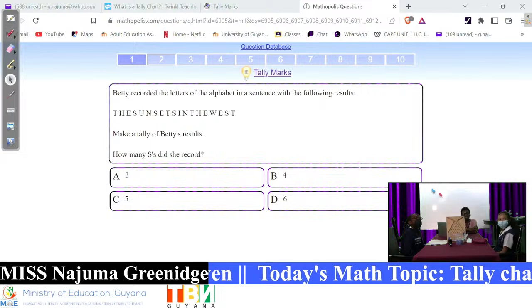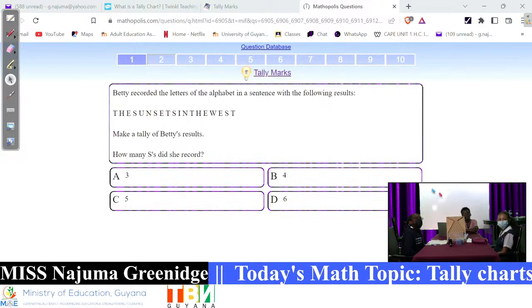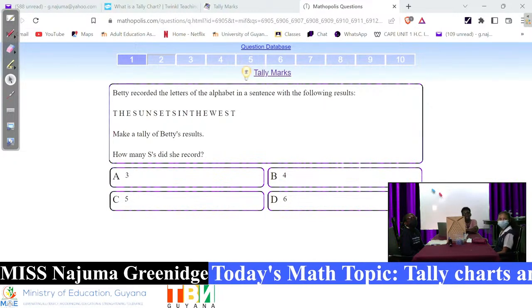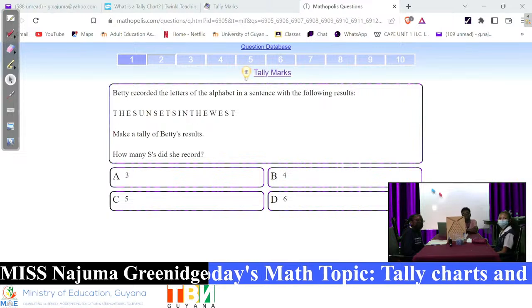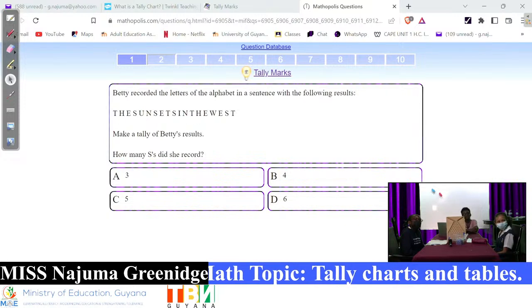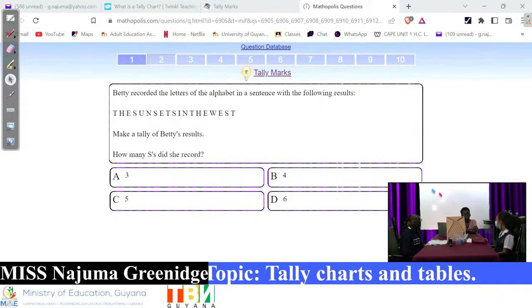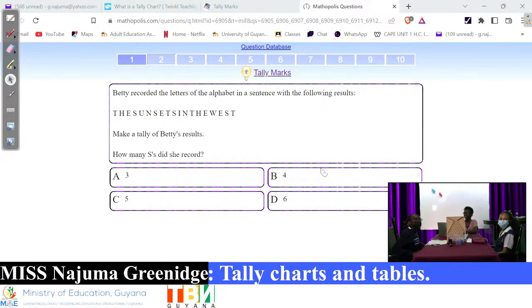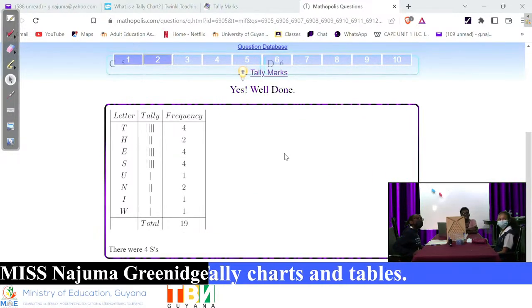Alright, so we're now going to make a tally. How many S's did she record? 4. Azaria said 4. Alicia, you're saying 4 as well? Yeah, 4. Let's check it. And you see our tally. Alright, so the sun sets in the west.